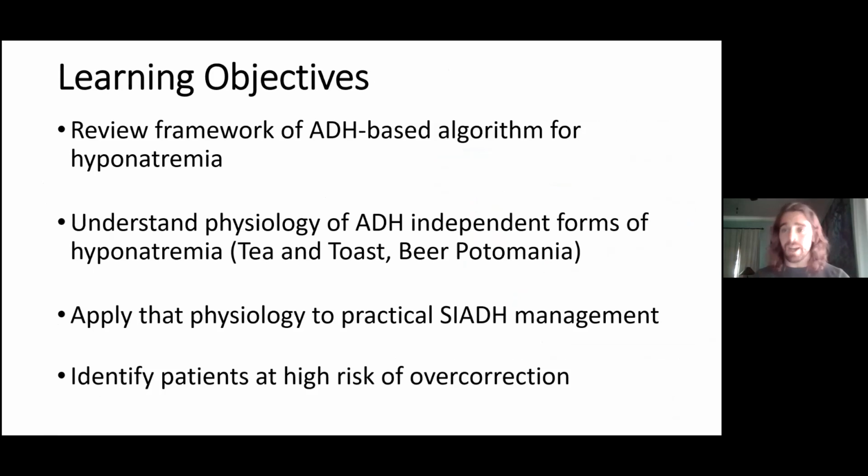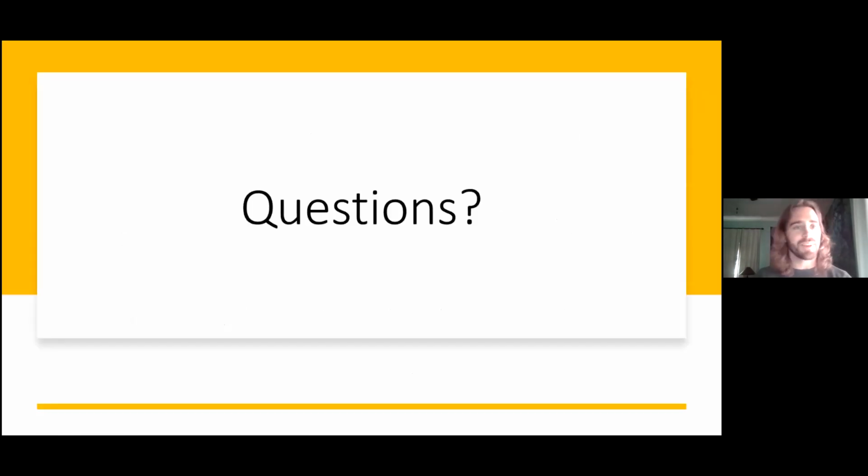And then again, high-risk patients: severe, chronic, maybe asymptomatic, and then look for other things like alcohol use, hypokalemia, cirrhosis, malnutrition as things that can predispose someone to overcorrection. And never miss beer potomania or tea and toast, because those are sneaky causes of hyponatremia that are at high risk for overcorrection. Yeah, that's it. Questions about any of that?